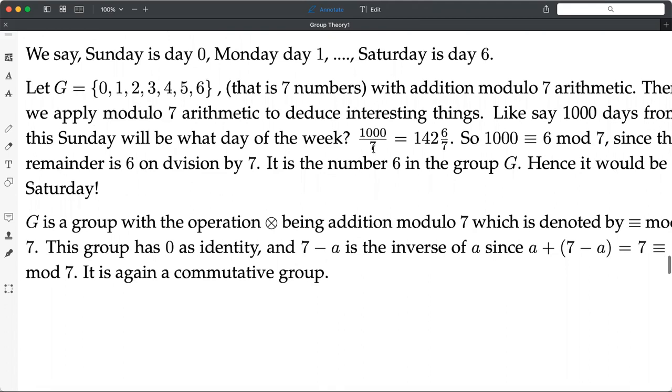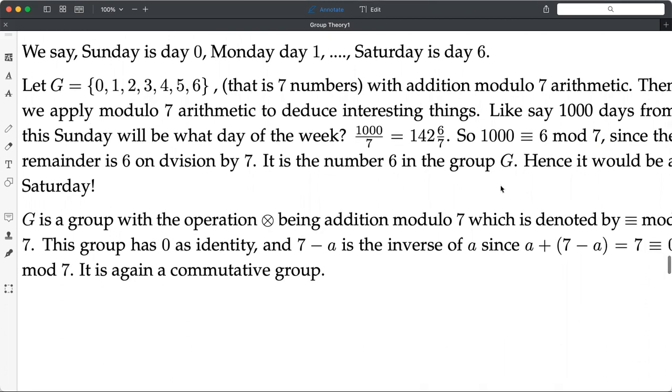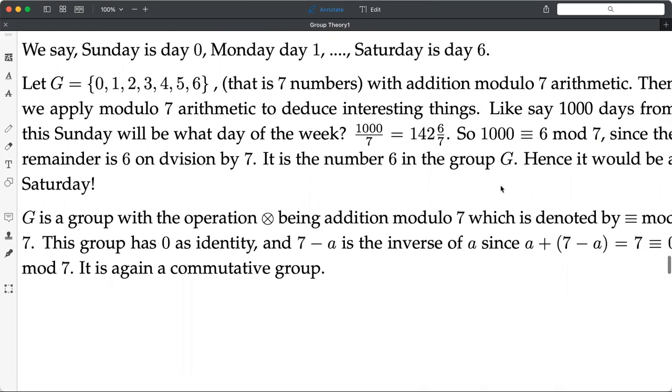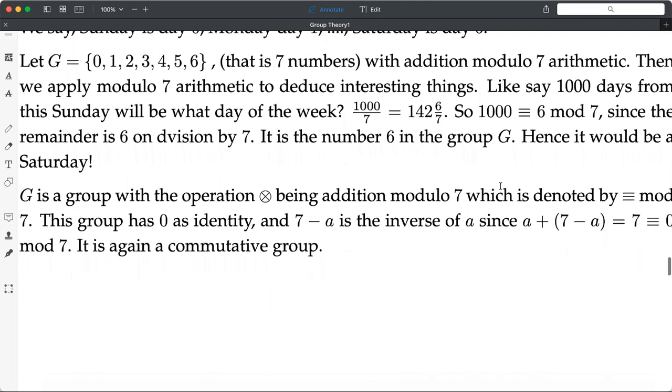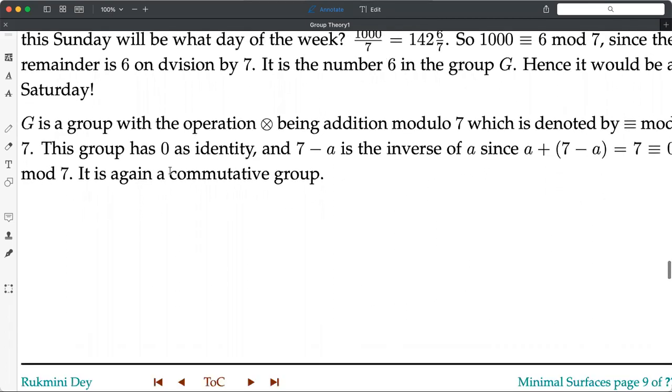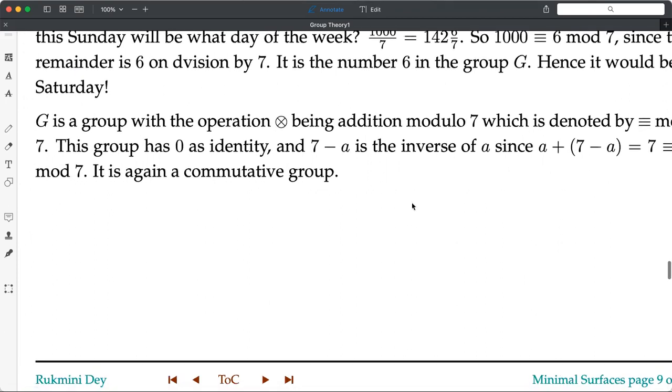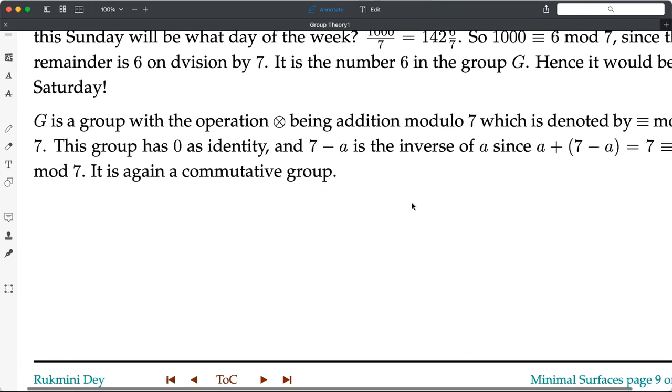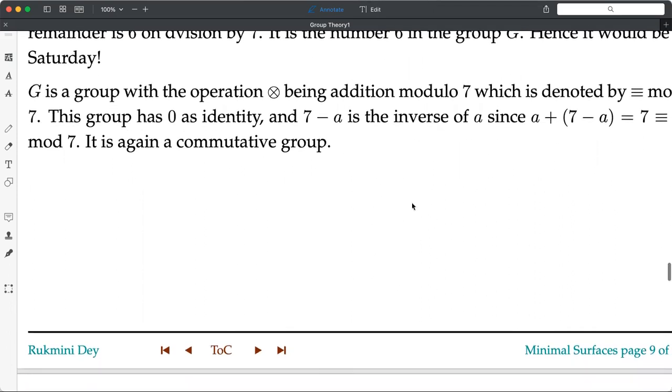So you divide 1000 by 7, that is 142, remainder 6. So 1000 is equivalent to 6 modulo 7. So it has remainder 6 on division by 7, so it would be a Saturday. G is a group with the circle being addition modulo 7, which is denoted by equivalence modulo 7. Again 0 is the identity, 7 minus A is the inverse of A, and again it's a commutative group.